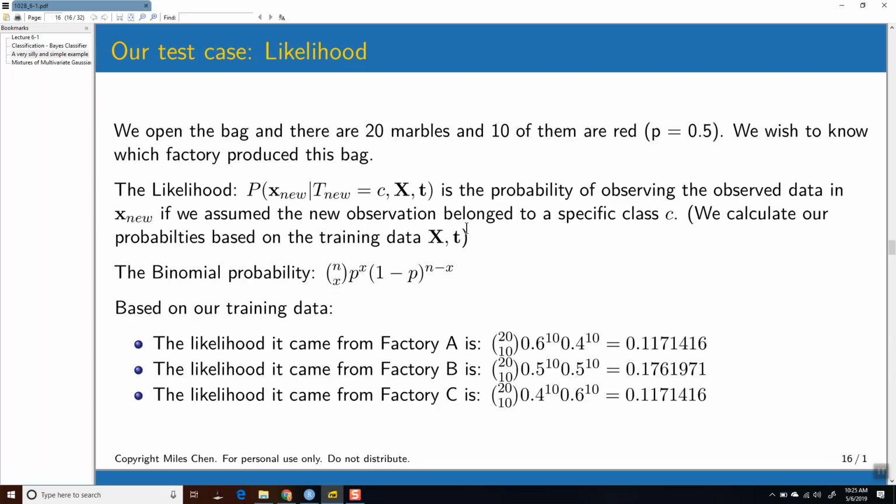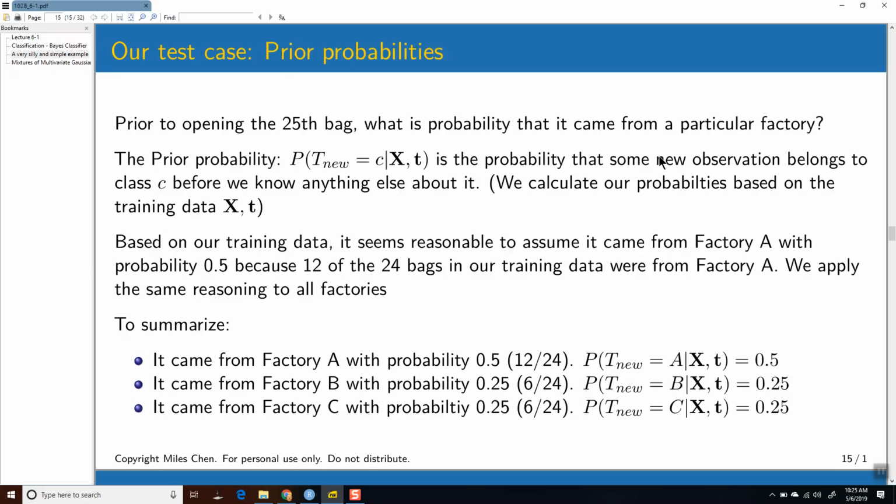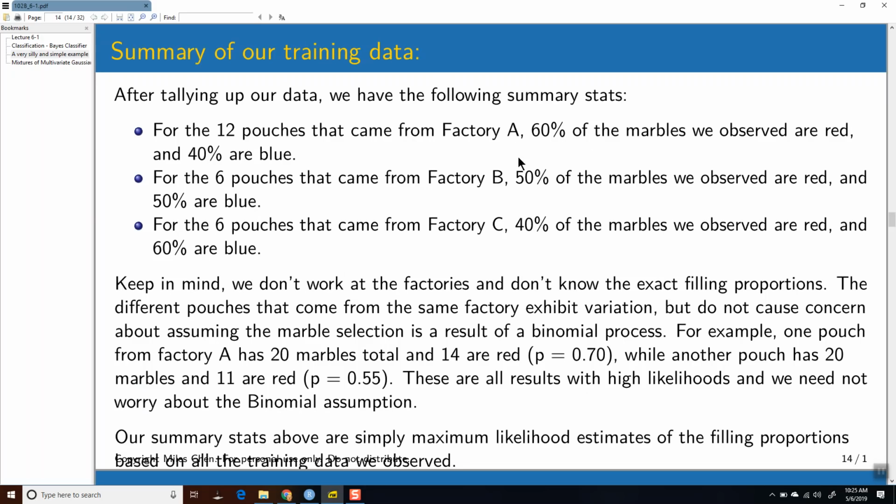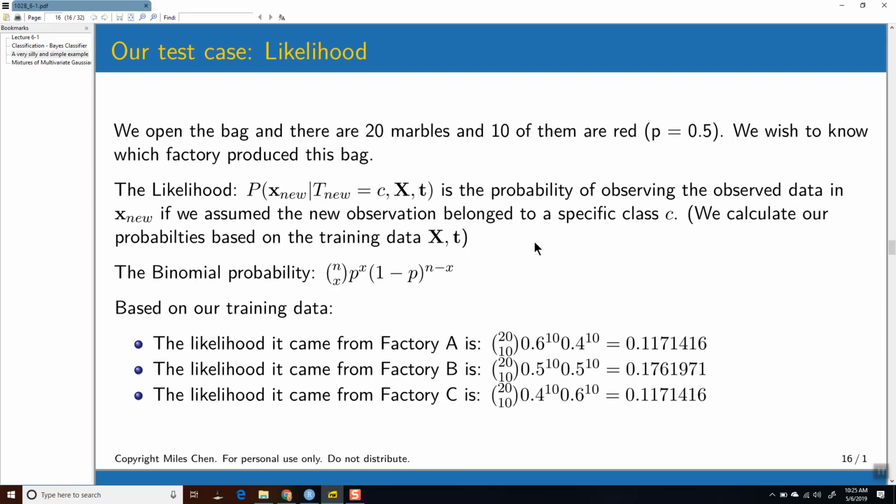If you just hear that the proportion in our bag is 0.5, what do you think? It seems like B, because B fills with 0.5. But factory A fills with 0.6 and factory B fills with 0.4, so it's possible that it comes from either of those as well. If factory A fills with 0.6, it's possible that it makes a bag where only half are red. And if factory C fills bags with proportion 0.4, it's also possible that you get a bag where half are red. So any of these things are possible, and we're going to calculate the likelihoods.